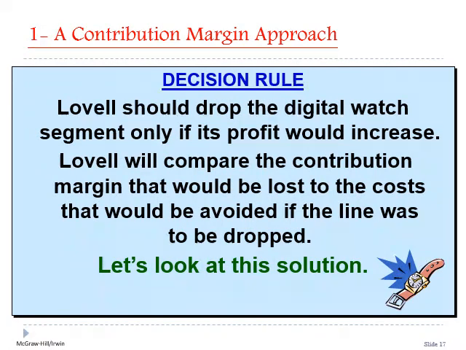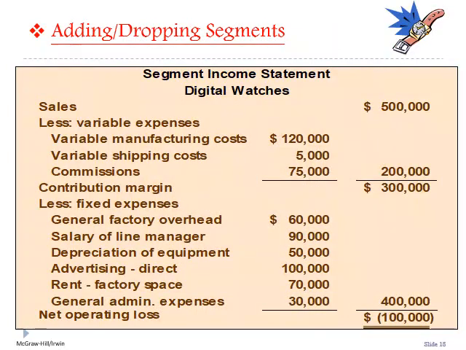Let's look at the solution in the next slide. As I told you, if you want to make this decision whether to drop or retain a specific segment, you have to compare two things. The first one is to compare the contribution margin lost according to dropping this decision with the total costs that can be avoided if we drop this decision.